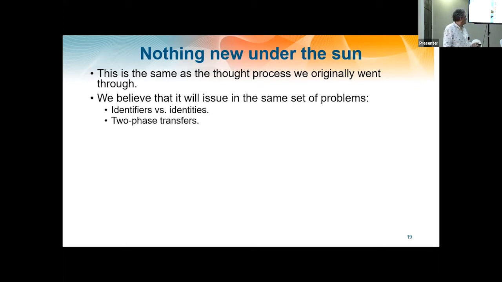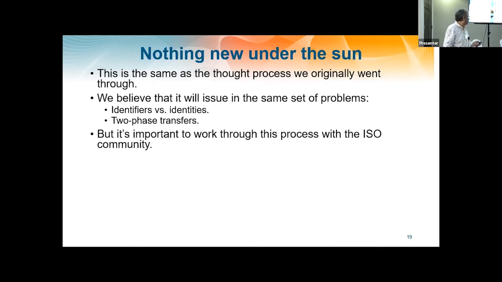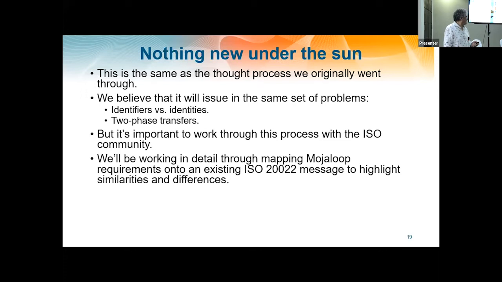Identifiers versus identities, I've talked about that already. The two-phase transfer model, which again is something that's fundamental to our ability to reduce the costs of operating a system and to ensure that people can get the funds they need immediately because the institutions will support that because they know they'll get paid. But we need to obviously work through this process with the ISO community, who may not have had the benefit of the breadth of experience that I see in this room. So we'll be working in detail on an individual example of an apparently usable message to explain how we think it doesn't match up with the requirements that we have in our payment space.